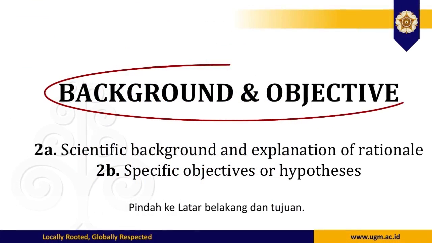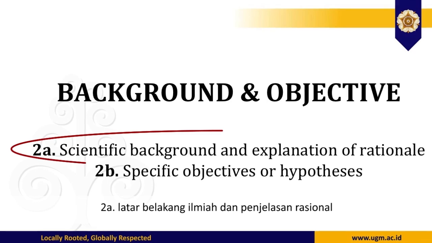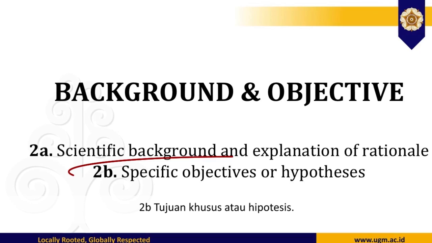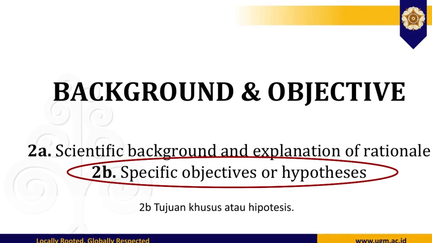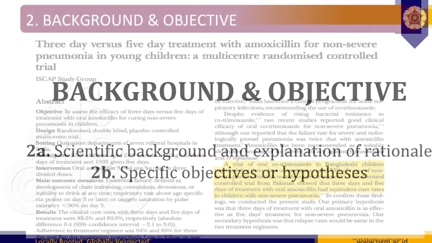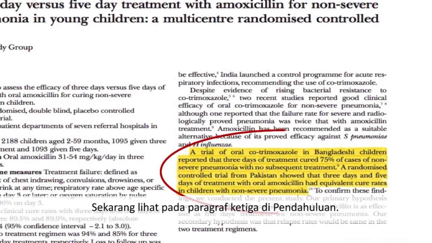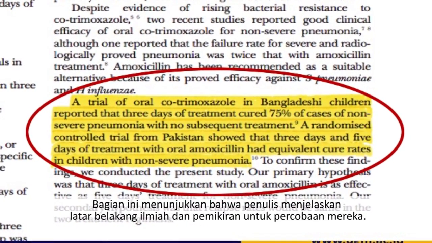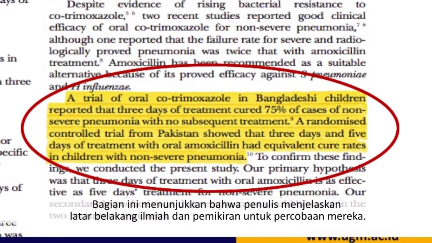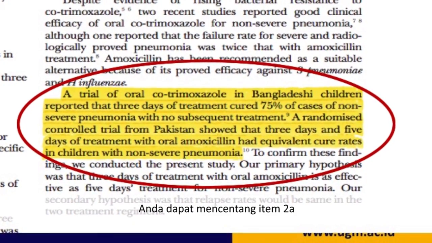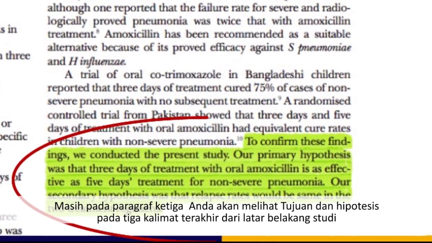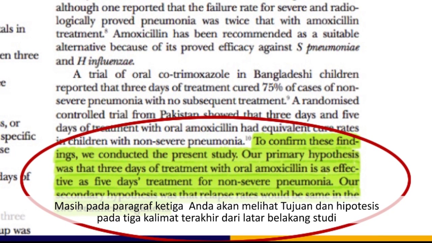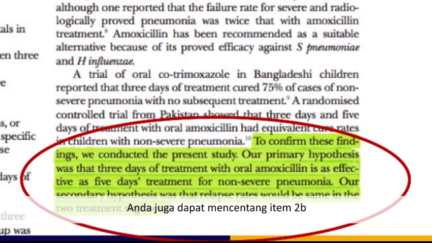Move to background and objectives. 2A, scientific background and explanation of rationale. 2B, specific objectives or hypotheses. Now see the third paragraph of the introduction. This paragraph indicates that the author explains the scientific background and rationale for this trial. You can check off item 2A. Still in the third paragraph, you will see the objectives and hypotheses in the last three sentences of the study background. You can also check off item 2B.